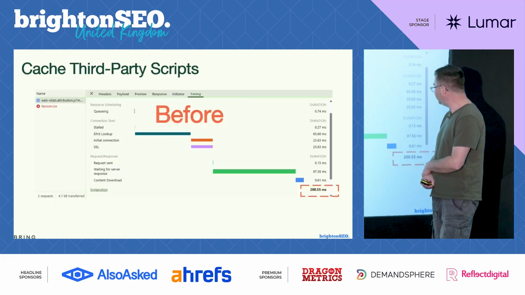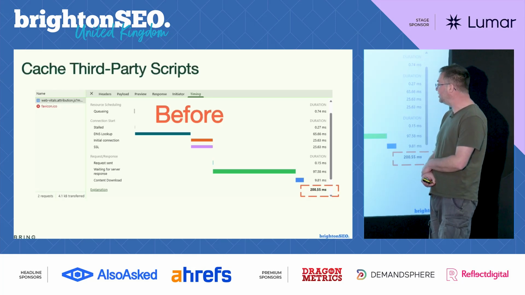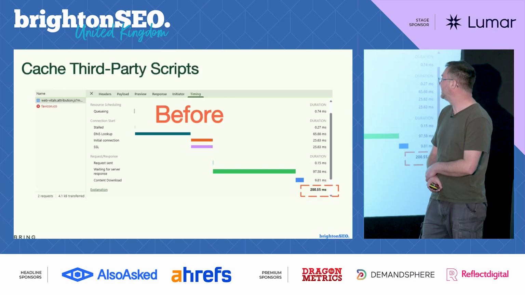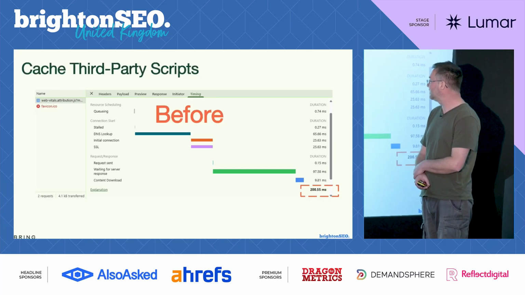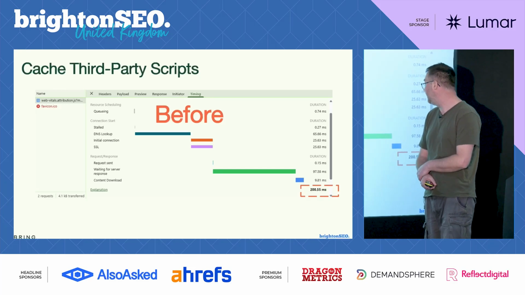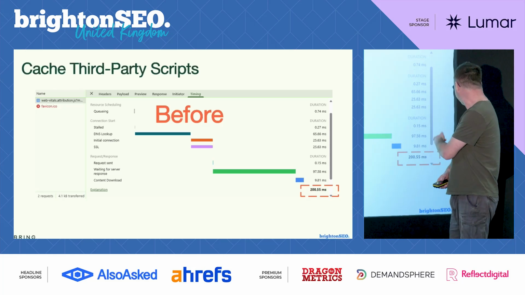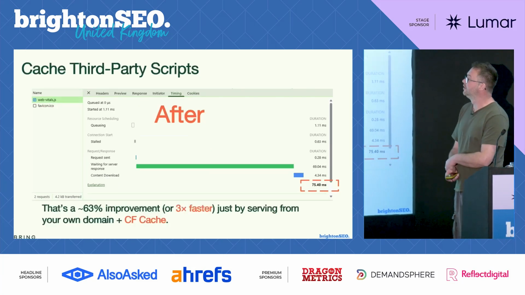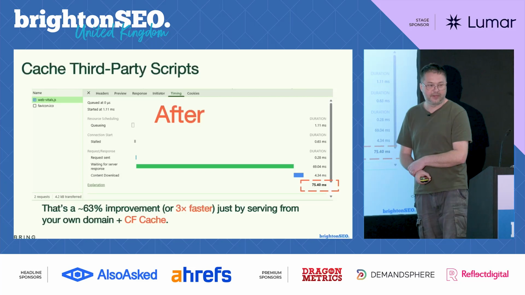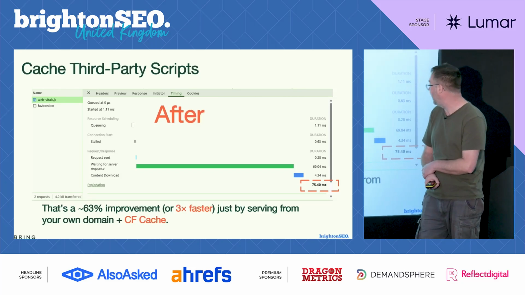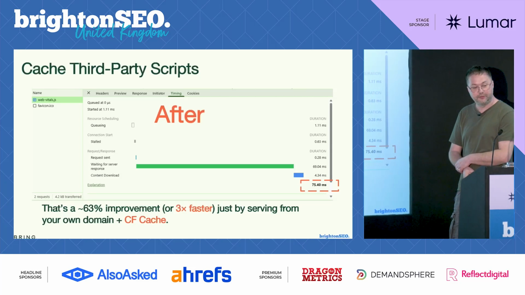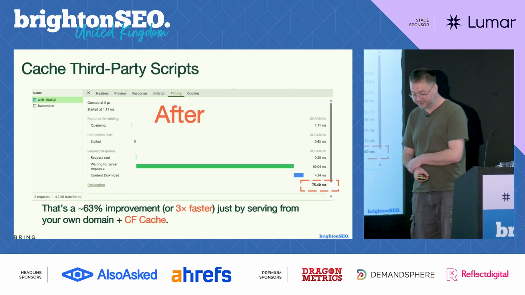So this is before and after. So this is fetching directly from the CDN. So if you look, we've got the DNS lookup, we've got the SSL connection, and then the download. So if you can see here, that's roughly 200 milliseconds. So this is the after, because we've cached it on Cloudflare Worker. And if you can see, it's down to 75 milliseconds.